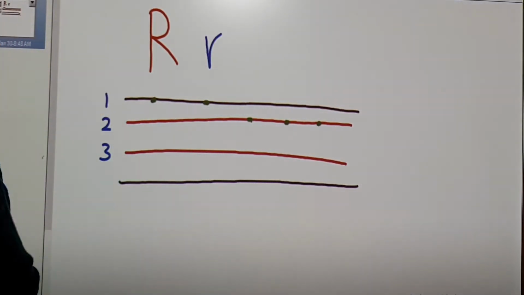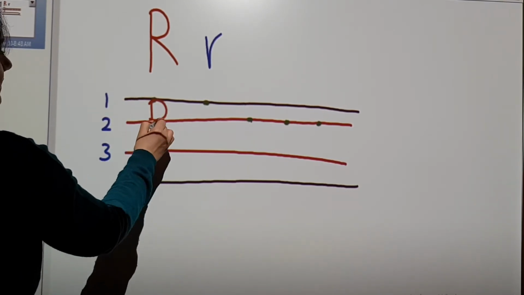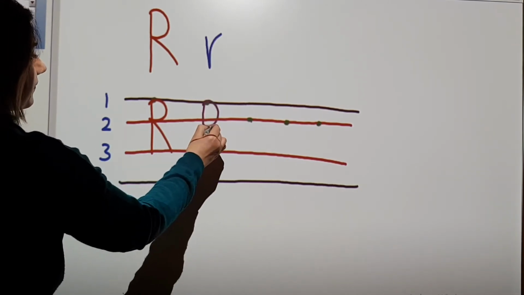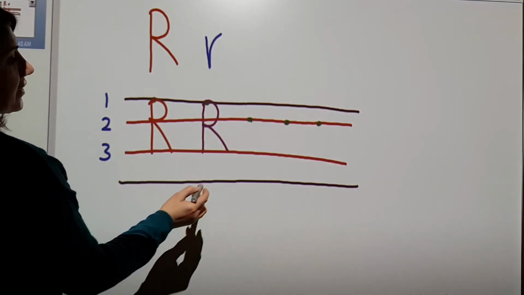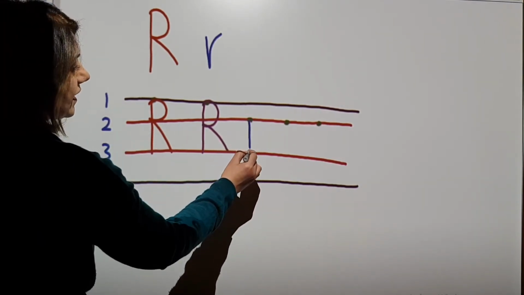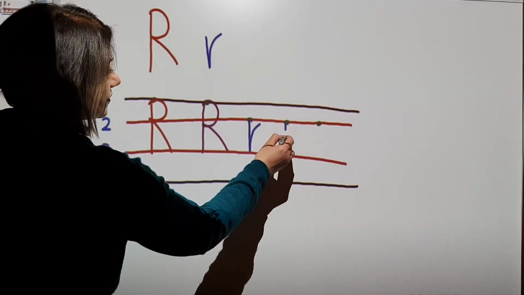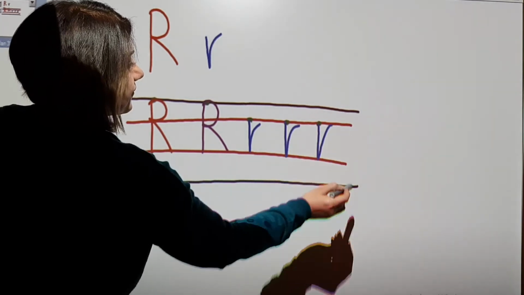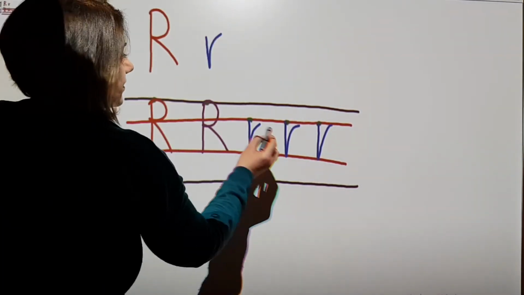Let's start with capital R. Starts from line 1 to line 3. This is capital R. Small r between line 2 and line 3. Down, up, up, and a little around. Like this. Okay. Let's change this one.